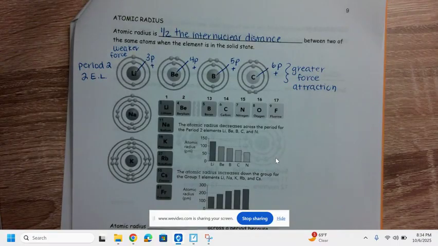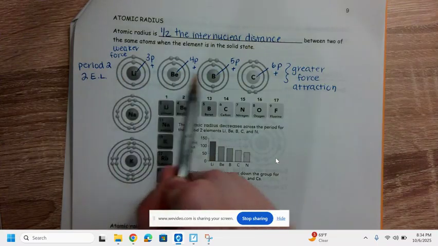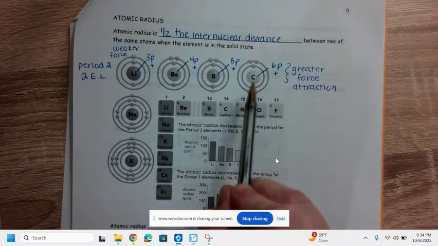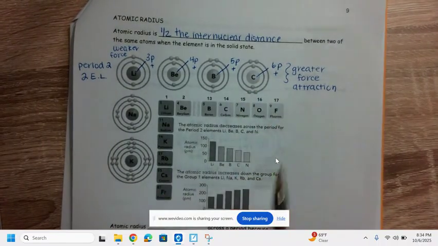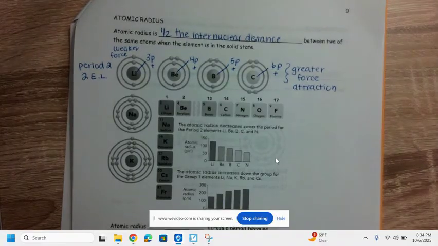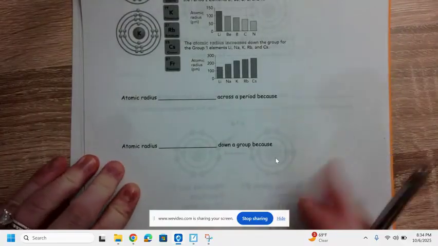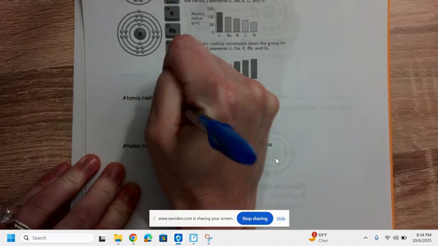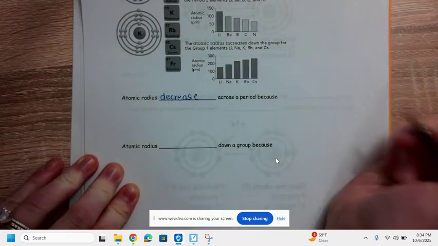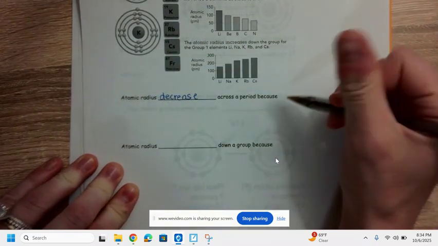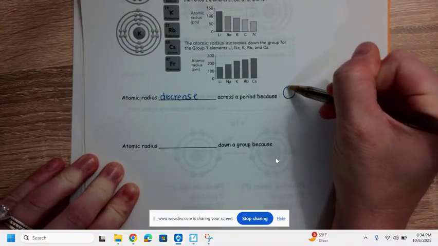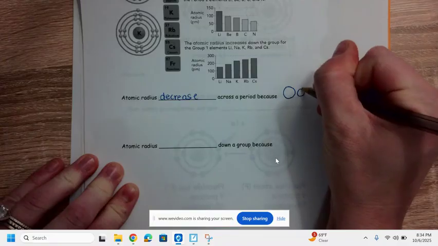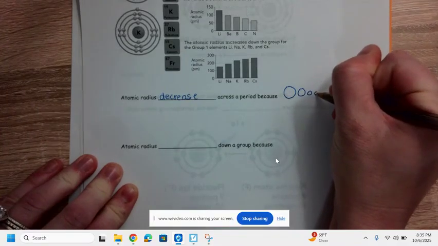So what does that mean for the atomic radius? Well, what that means is that as you go across a period, that attraction gets greater and greater, and therefore the radius gets smaller. It gets squeezed closer and closer together. So for the atomic radius, it's going to decrease as you go left to right across a period. You can think about it like this. We're going this size, and then this size, and then we're getting smaller and smaller.